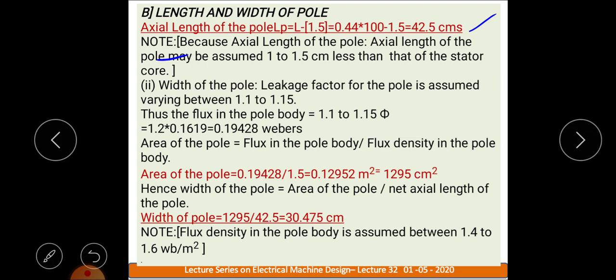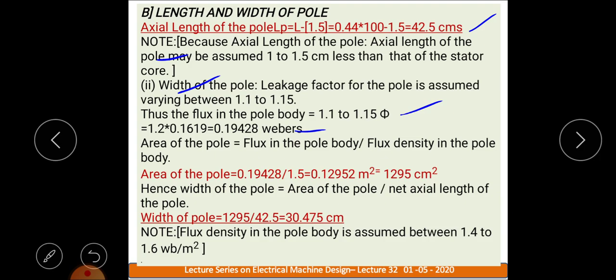The next thing we are interested in is the width of pole. For that we are interested to have the leakage factor for the poles, and we are going to identify the flux in the pole body. So it is taken 1.1 to 1.15 multiplied by the flux. So here we are going to get the flux in the pole body as 0.19428 Webers.